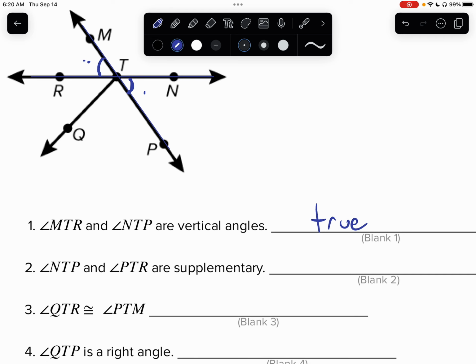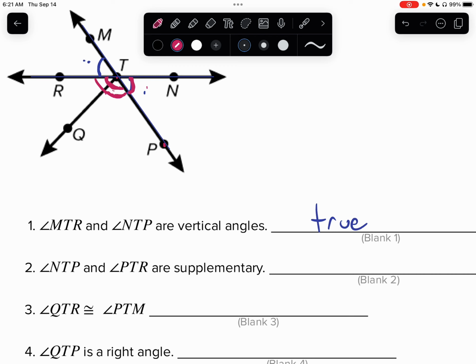So NTP, let's see. So NTP, it's right there. PTR. So PTR is this angle here. And they are next to each other. Again, I said RN is a straight line. They're next to each other on this straight line.